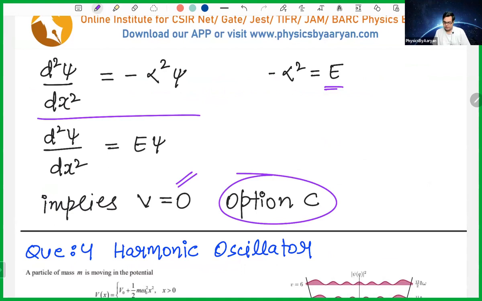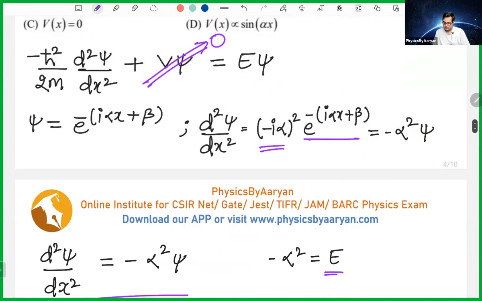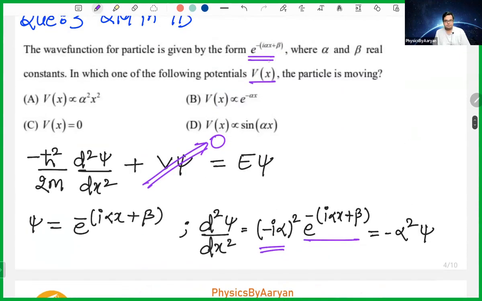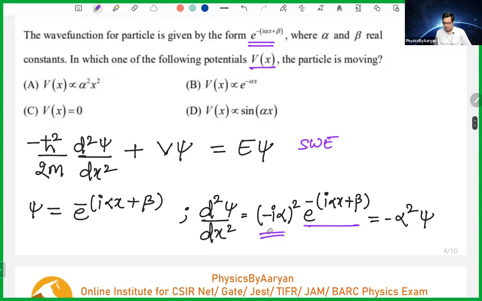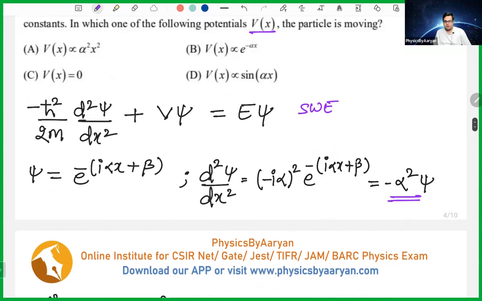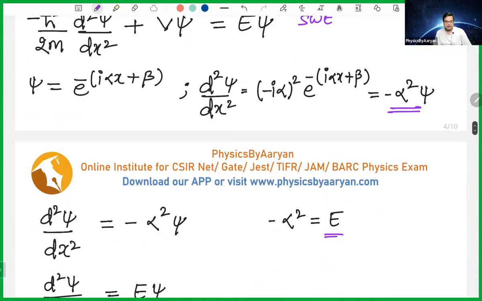Okay. So anyway, this is for the free particle, right? What is happening is I took the wave function. So one equation I'm trying to make, and I'm trying to compare my equation with the Schrodinger equation. So this is my Schrodinger equation. I'm not using it. I'm just trying to compare with it. So I take the wave function. If I take the double derivative of this wave function, I will get minus alpha square phi. So this is my equation that I have.